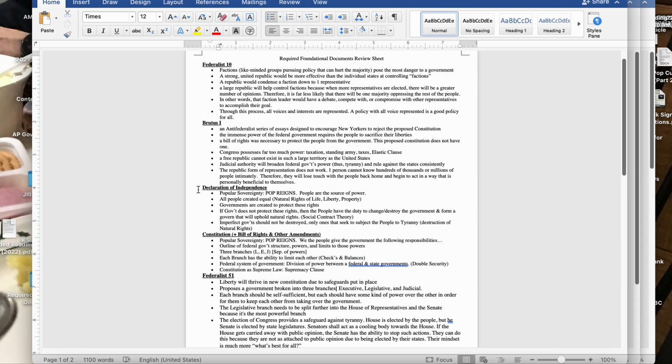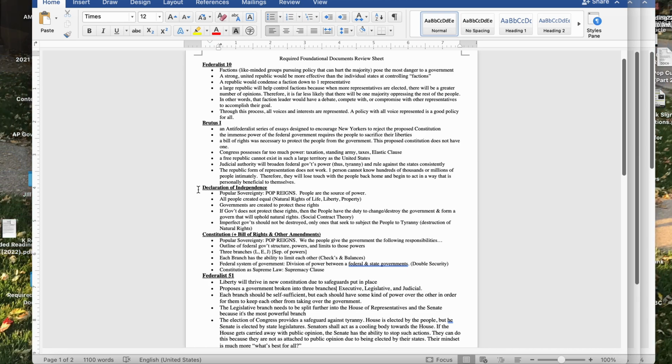We talked about themes like popular sovereignty, where the population reigns, we the people who have all the power are giving the government the following tasks and powers to conduct. We talked about how they divided power so no one branch or person would control all parts of government with separation of powers, dividing the lawmaking power into a legislative, executive, and judicial branch.